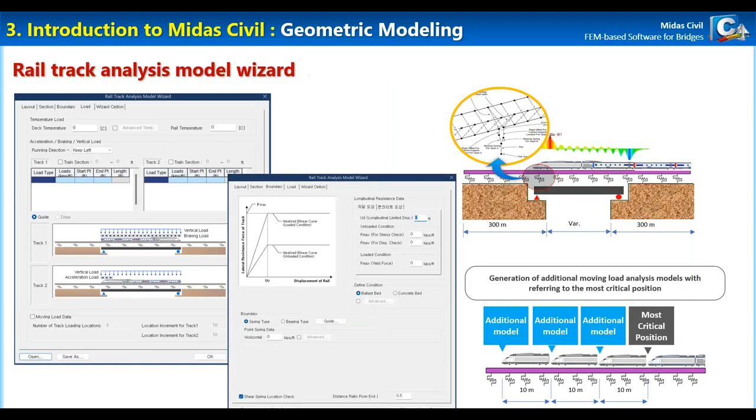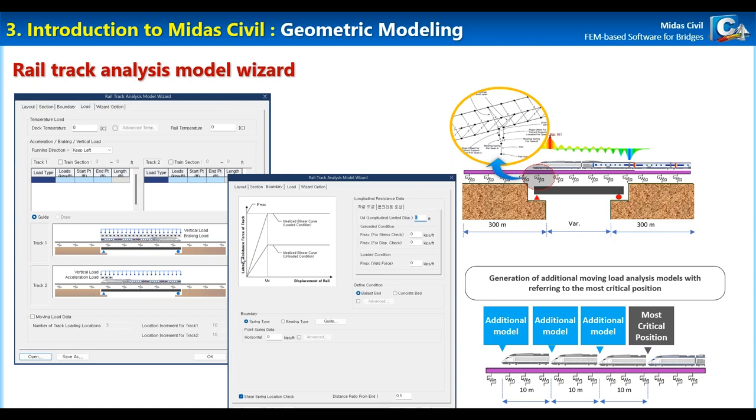And this one is for the rail track analysis model. When I was explaining the interaction of the railway and the bridge, this interaction is analyzed very well using this rail track analysis model wizard in Midas Civil. We can see the relation between the displacement and the lateral resistance force of the track. When the track is unloading and when the track is in the loading condition, we need to mix these two cases in order to make the design of the rail track wizard.